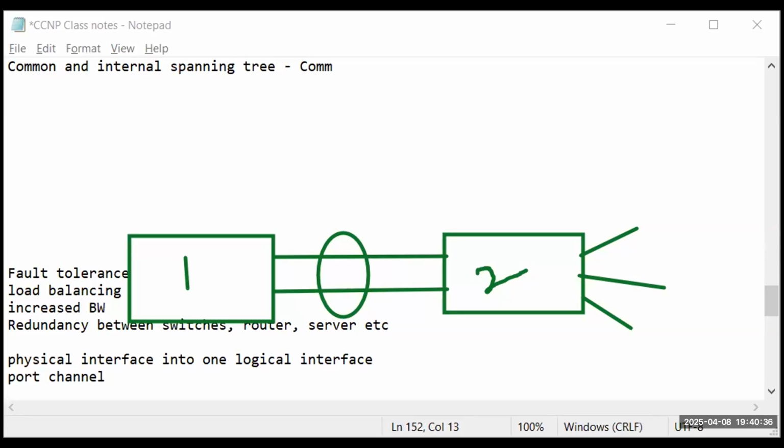EtherChannel can be achieved when one device is having multiple interfaces connecting. One switch having multiple interfaces connecting to a remote switch: at that time, all the multiple physical interfaces can be clubbed, aggregated into one logical interface. Likewise, when one server has multiple physical interfaces connecting to a remote device, all those physical interfaces can be linked, aggregated, and configured as one logical interface. So these two switches and these two servers should be in the same network.